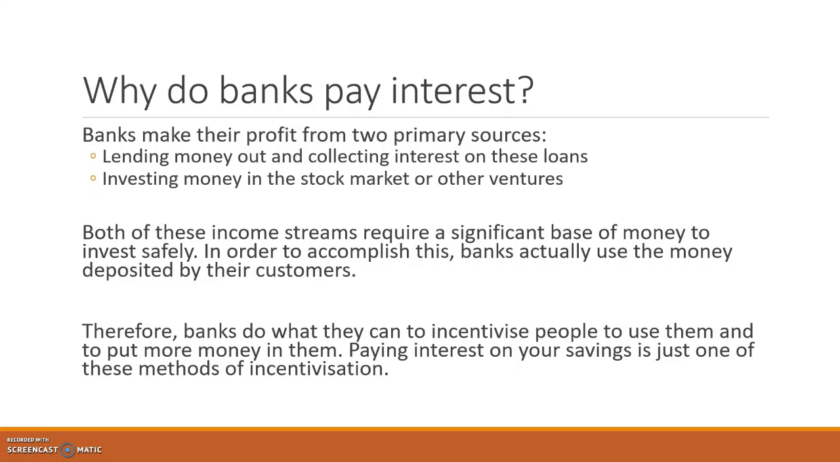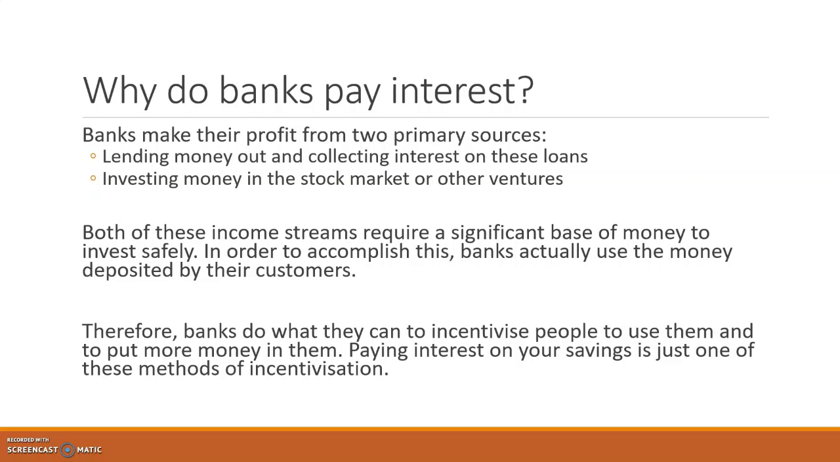And the reason starts here. It's that banks make their profit from two primary sources. By lending money out and collecting interest on these loans, just like we looked at in the last video on simple interest, and also by investing money in the stock market or other ventures in order to make profit on their investments. As you can tell, both of these income streams require a significant base of money in the bank because they're just investing money.